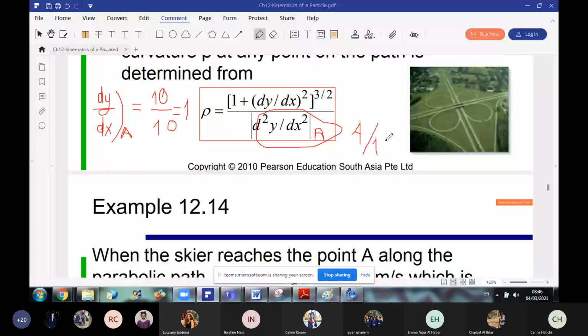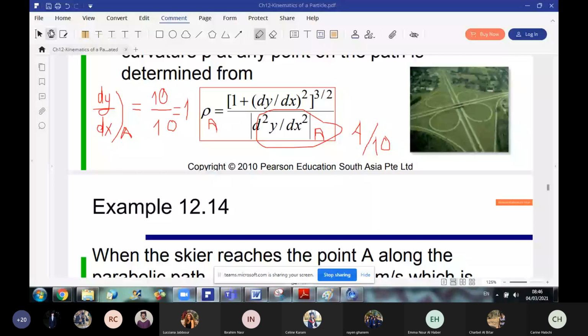Okay. So it will be 1 plus 1 to the power 3 over 2 times 10, because this 1 over 10 goes up. Okay. So in this way I can calculate rho at point A, and once I find rho at point A, then I can calculate the value of AN.